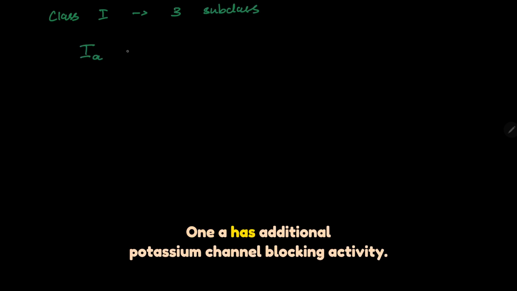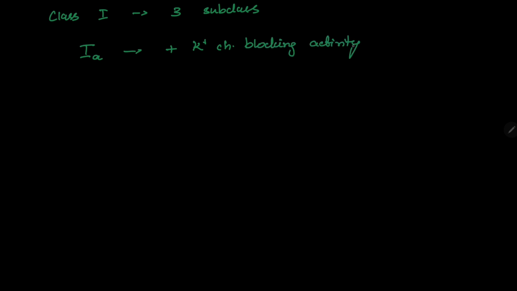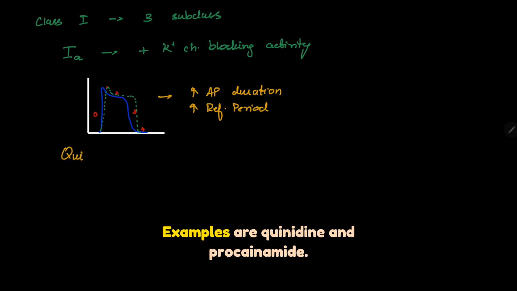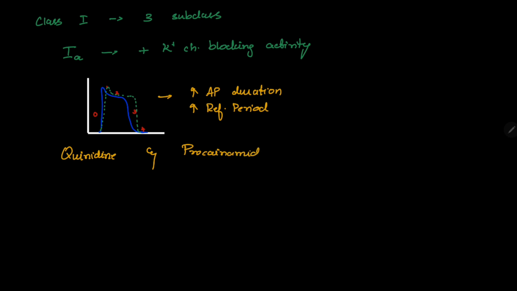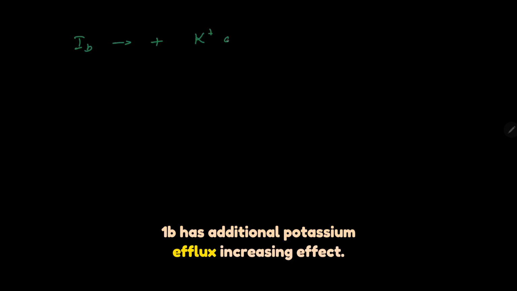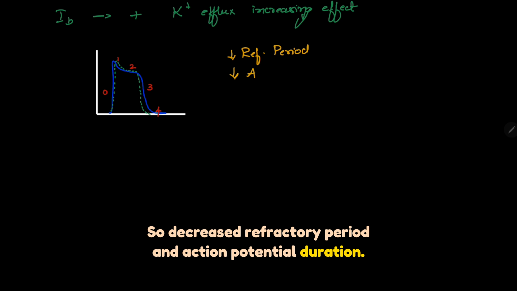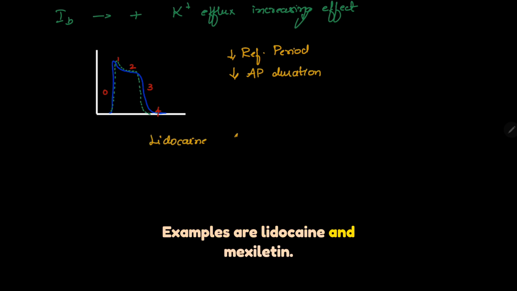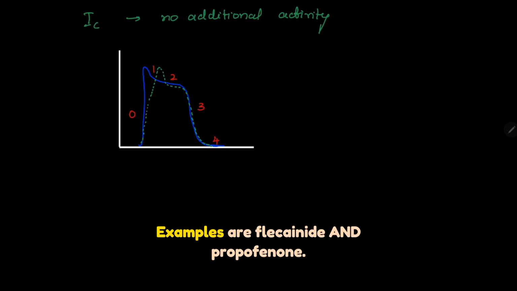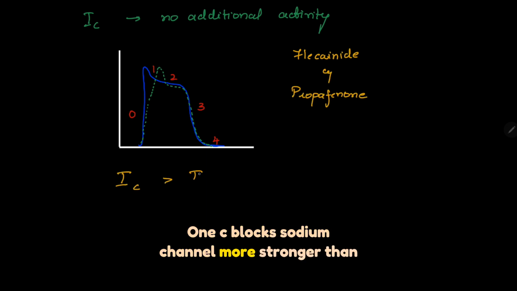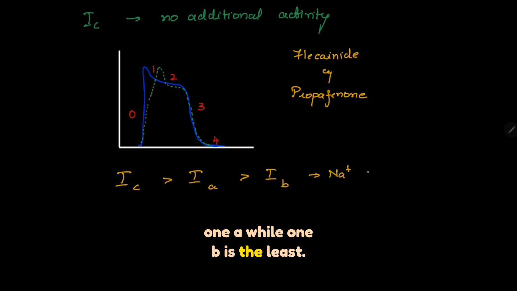Class 1 has 3 subclasses. 1A has additional potassium channel blocking activity, so increased action potential duration and refractory period. Examples are quinidine and procainamide. 1B has additional potassium efflux increasing effect, so decreased refractory period and action potential duration. Examples are lidocaine and mexiletine. 1C has no additional activity. Examples are flecainide and propafenone. 1C blocks sodium channel more strongly than 1A while 1B is the least.